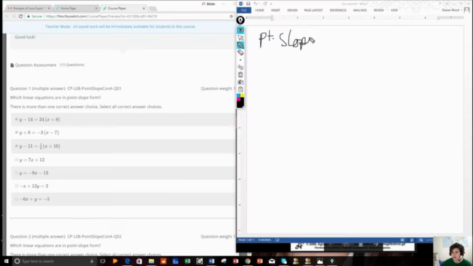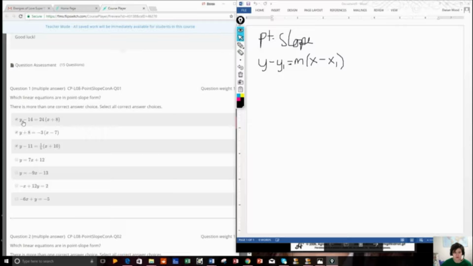Point-slope is y minus y sub 1 equal to m times x minus x sub 1. Alright, that's our built-in one, so I'm going to be looking for anything that starts with that first.